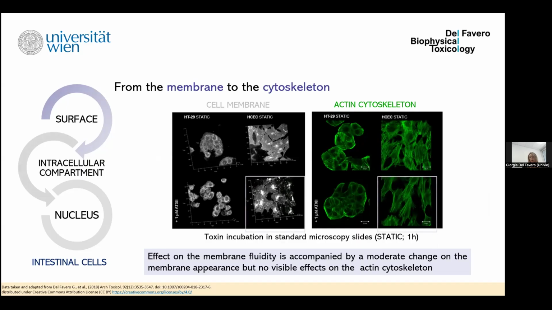When we applied the toxins to our cells, what we saw was a morphological rearrangement of the lipids on the surface of the HCEC cells, but not much more than that. Because when we looked at the cytoskeleton underneath, we couldn't appreciate any difference. So it really looked like the effect of the toxin was stopping at the surface.